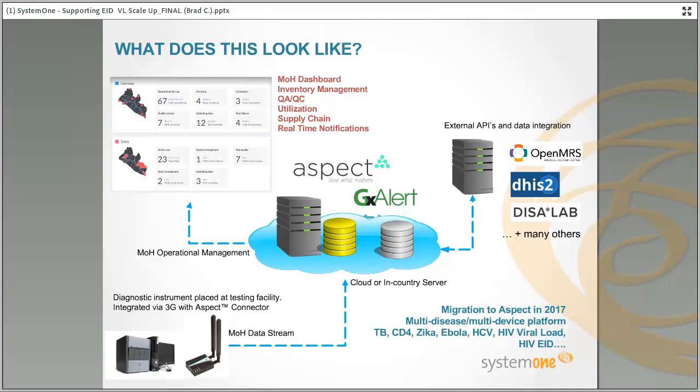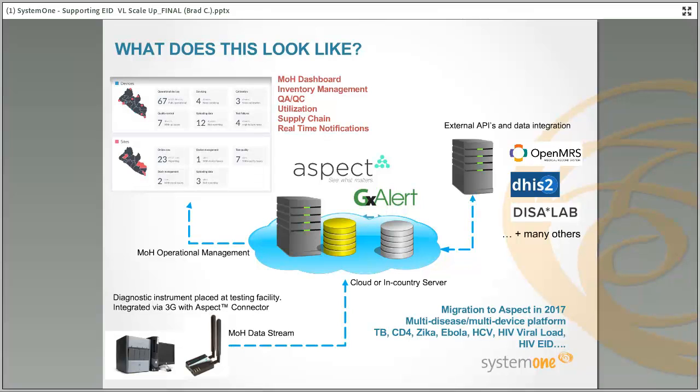Basically what we do is we place some intelligent hardware at the point of the diagnostic device, which we call a connector. For Aspect, this is the Aspect connector. For GXAlert, it's a very similar model. This is an end-to-end service provided by SystemOne, which makes sure that hardware stays connected and stays reporting. We take care of the network, the management, the SIM cards, and the data, so that TB groups can focus on TB, and HIV groups can focus on the HIV results, rather than needing to negotiate with network providers and manage SIM cards, APNs, and firewalls. We take care of all the technicalities.